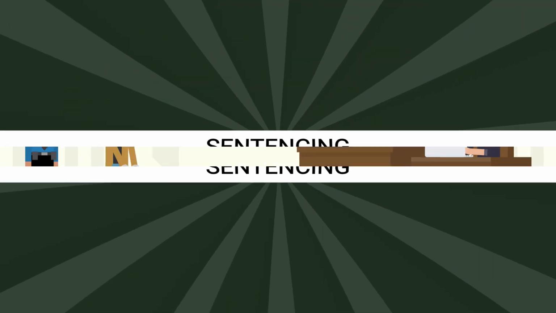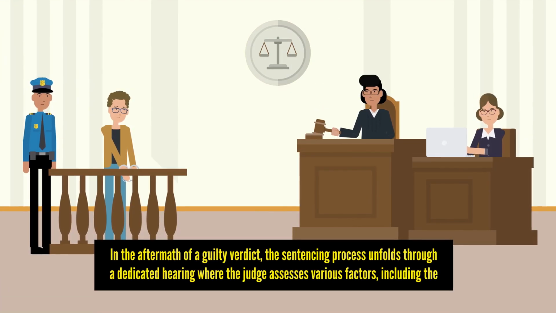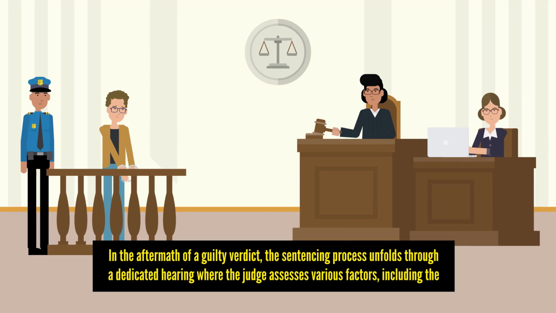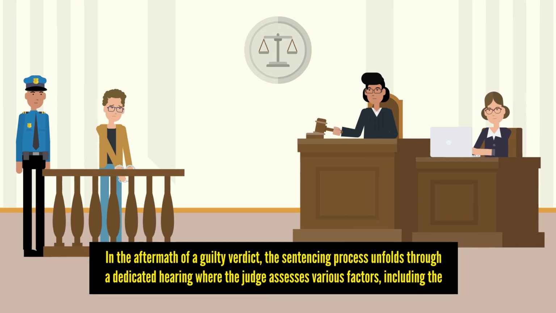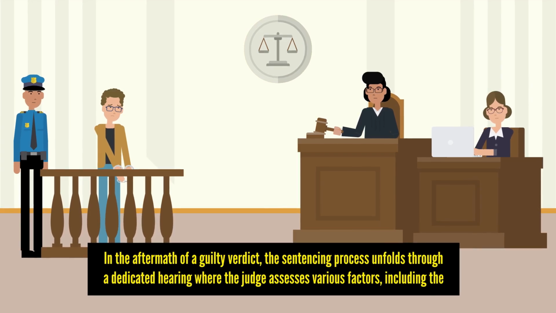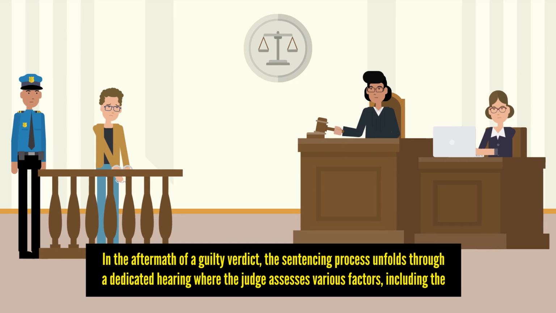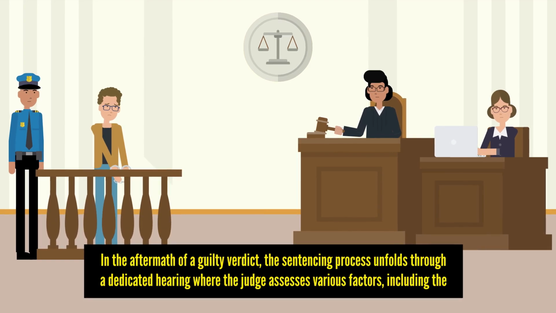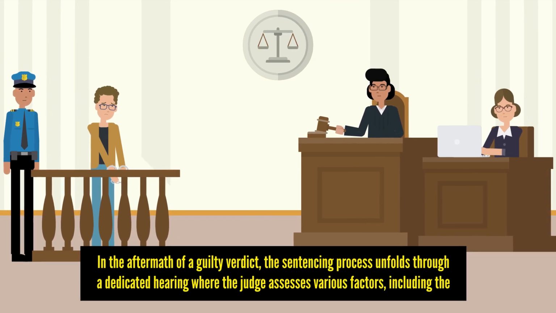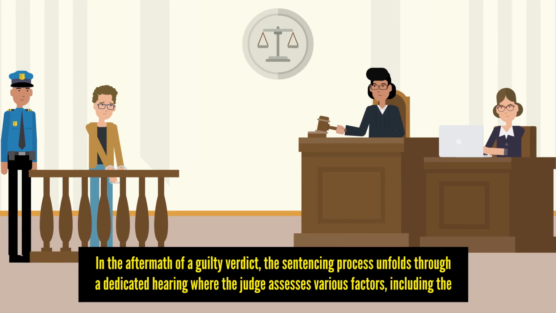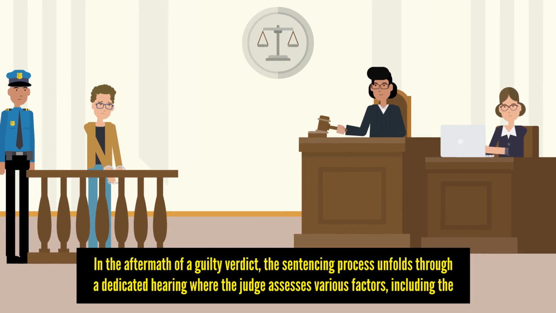Sentencing. In the aftermath of a guilty verdict, the sentencing process unfolds through a dedicated hearing where the judge assesses various factors, including the misdemeanor's nature, the defendant's criminal history, and any mitigating or aggravating circumstances. This deliberation informs the determination of an appropriate penalty, which could involve fines, probation, community service, counseling, or restitution.